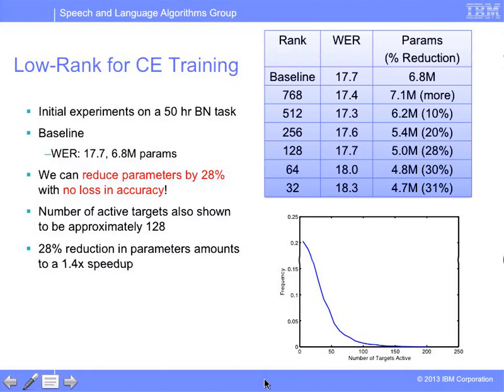So the active targets are the outputs after the softmax. Yeah, the classes you want to. So is this just equivalent to another layer with no nonlinearity? Yeah, that's exactly right. That's exactly it.